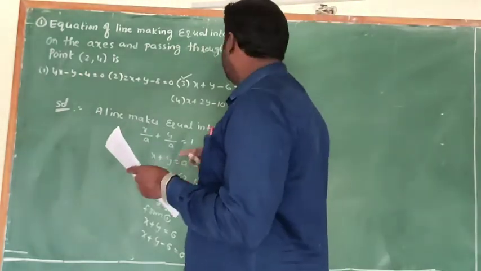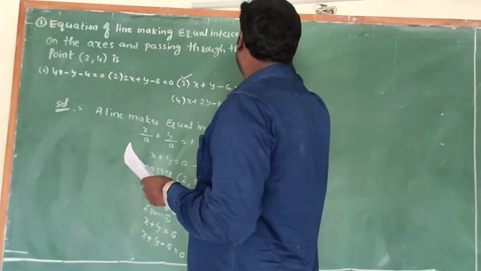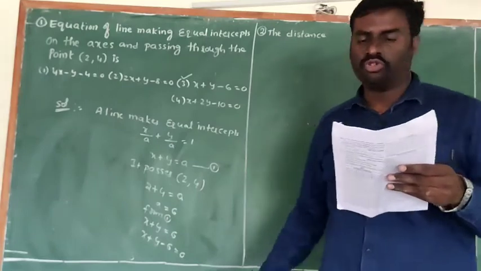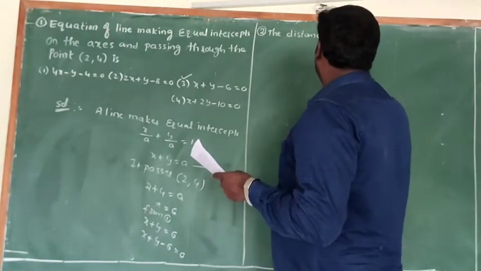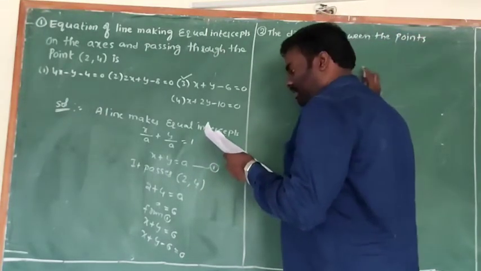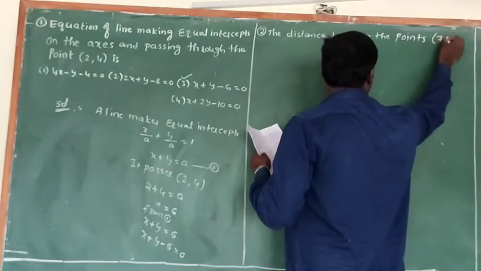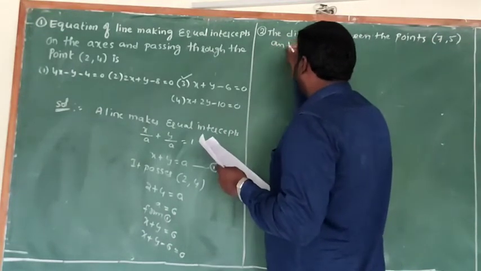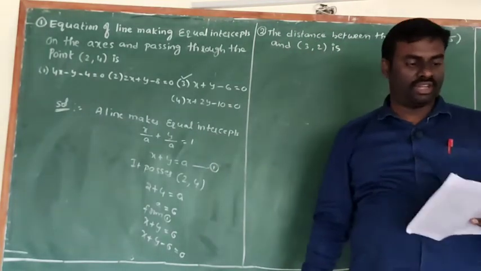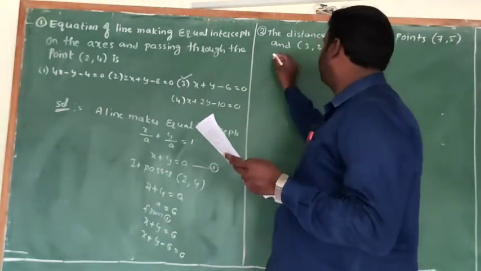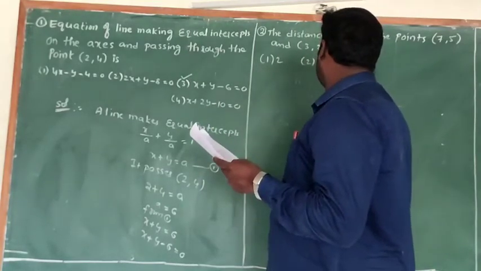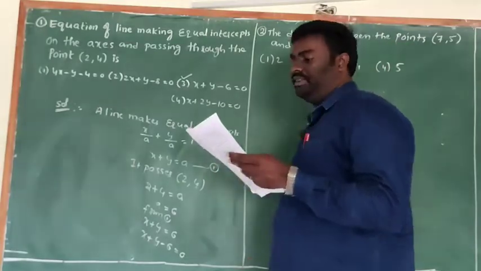Next, second question, simple question. The distance between the points. First point is 7, 5 and 3, 2. 7, 5 and 3, 2. Options: first 2 units, next 3 units, next 4 units, next 5 units.